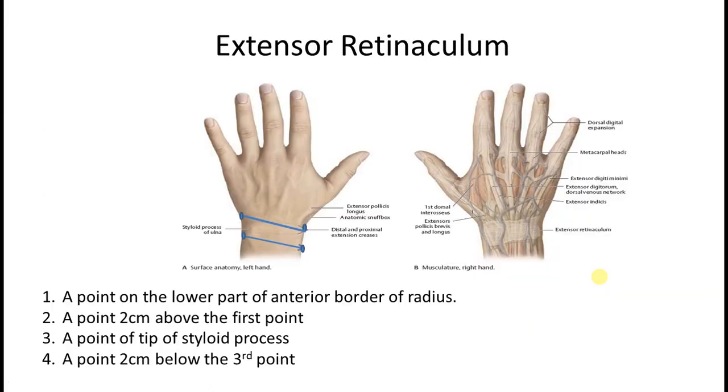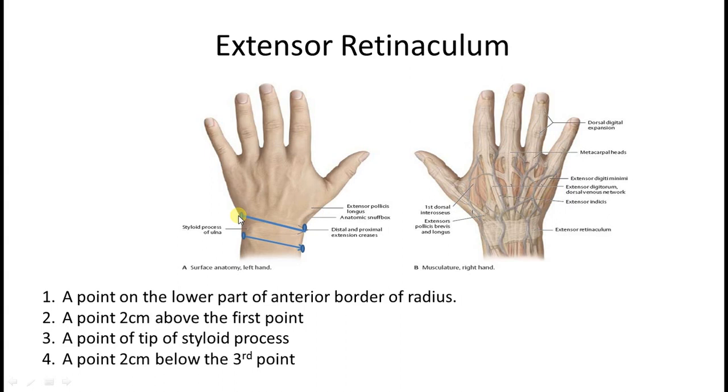The next surface marking which you are able to see here is the extensor retinaculum. A point on the lower part of the anterior border of radius. Then 2 centimeters above the first point you keep another point. Then you mark the styloid process of ulna, a point on the tip of the styloid process of ulna, and a fourth point 2 centimeters below the third point.